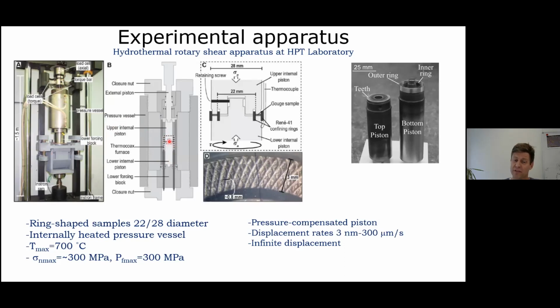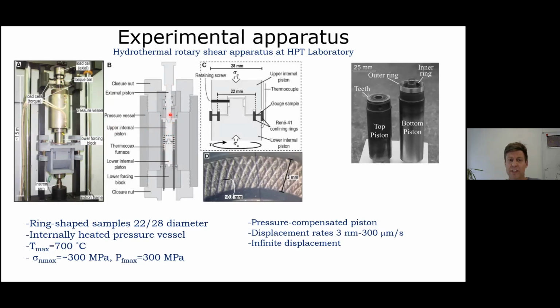The vessel itself is filled with water, and the water is allowed to percolate the sample as well. So it's not acting as a confining pressure, it's just a fluid pressure that is always present. Then our sample is being loaded in a vertical direction by an Instron loading frame, and that goes through a so-called pressure compensated piston.